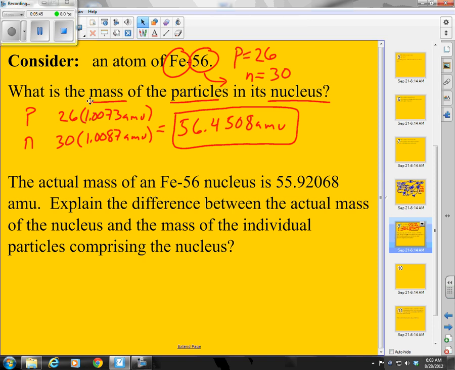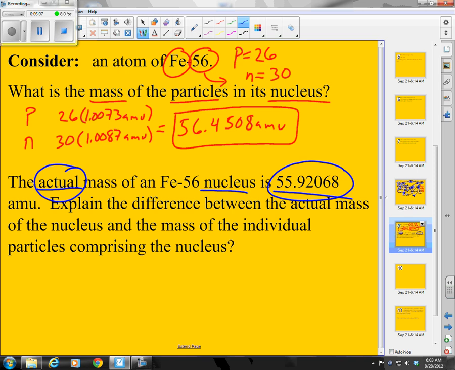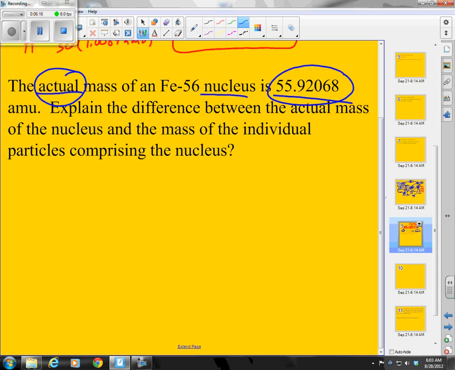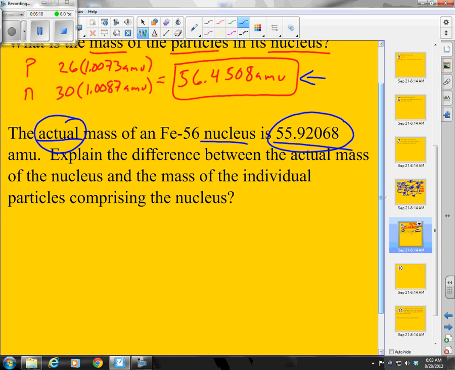Now let's read on. What does it say here? The actual mass, that means when they actually mass the nucleus, the actual mass is 55.92068. Huh? Wait a minute. Can that be right? How can the actual mass be 55.92 when we just calculated that the mass of the particles making up the nucleus is 56.45? I think we got a problem here, folks. What do you say? Well, let's first look at this difference.